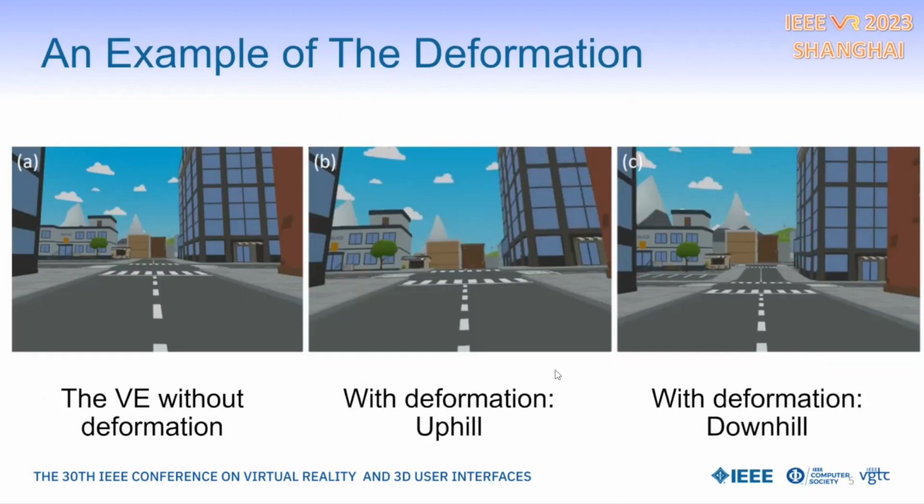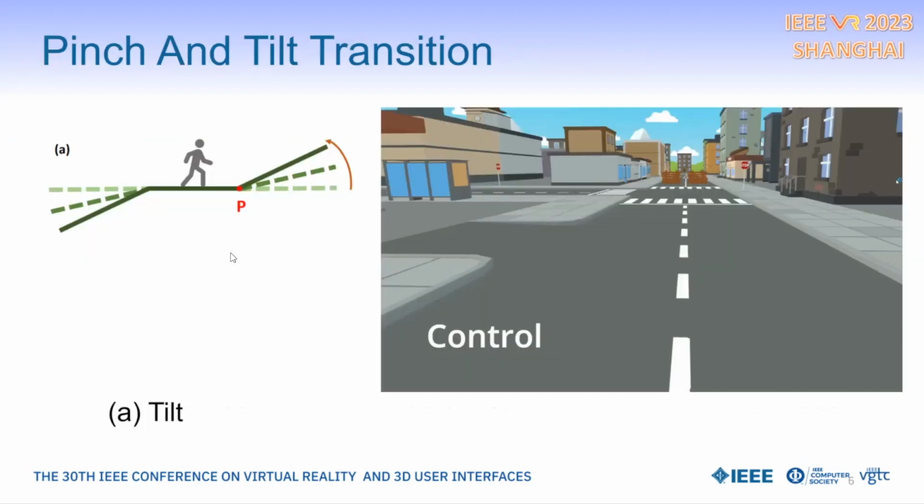Here is an example of the virtual environment after the proposed deformation. For uphill slope simulation, you can see the area in the distance being occluded. And for downhill slope, the distant area is more visible. I implemented the space deformation with virtual locomotion.